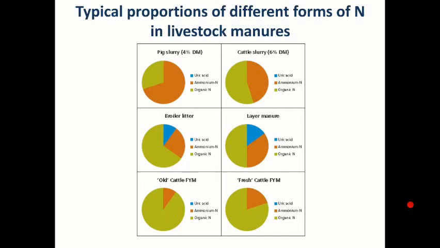In contrast, there's something like old cattle farmyard manure down at the bottom, and you can see it's almost all organic N. It's got maybe about 15% ammonium N, but mostly it's organic N. So depending on the source of manure, some of it has much more nitrogen in that kind of volatile available form. Here's layer manure. About half of it is uric acid or ammonium, so about half of it's fairly available, half is organic. So it depends really on the manure type, and there's lots of information again in RB209 on this.